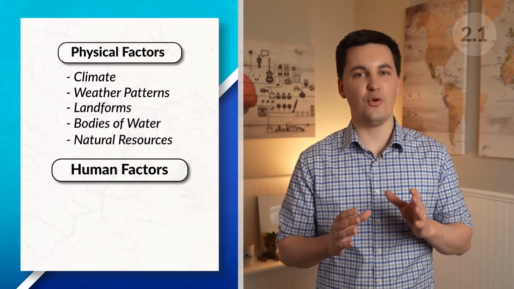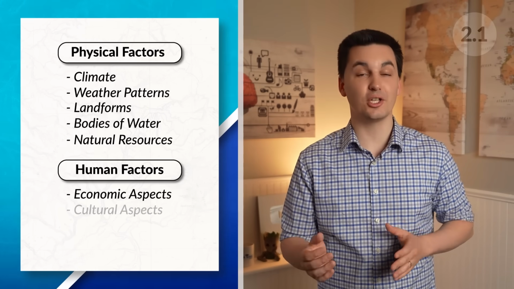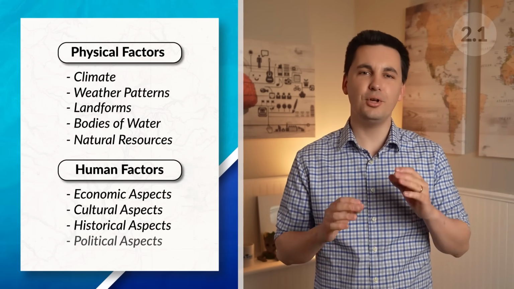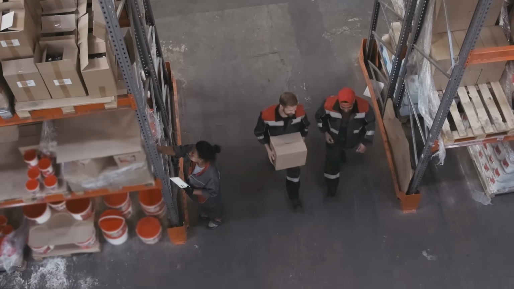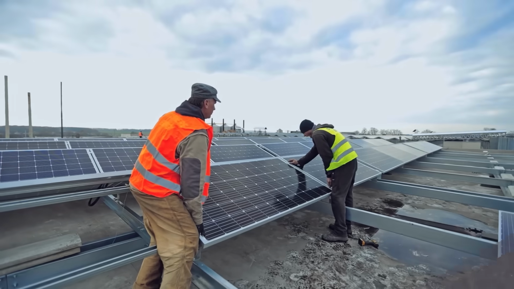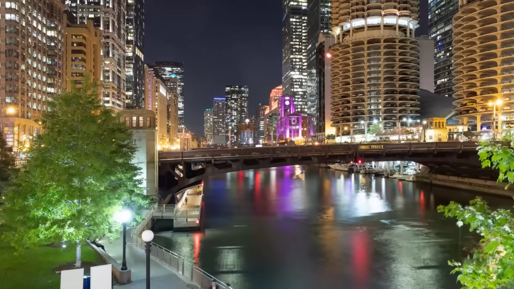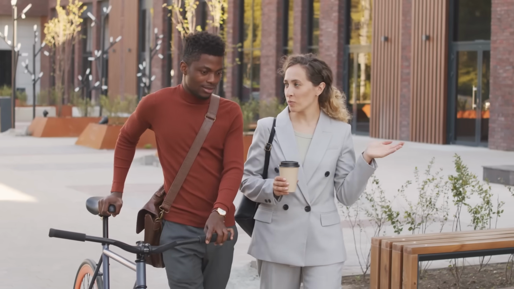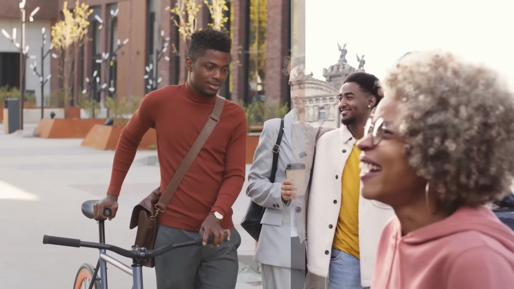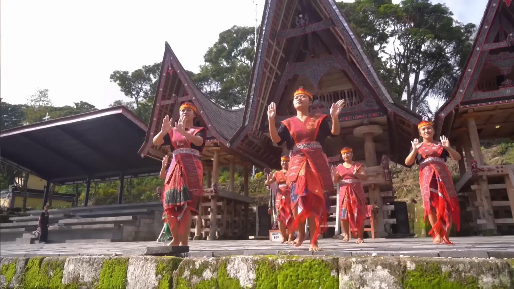On the other hand, human factors refer to various economic, cultural, historical, and political aspects of a place. People often choose to reside in areas that provide a variety of economic opportunities, including access to various jobs and services, stable employment, and a wide range of amenities. In terms of culture, we can see individuals tend to seek out locations where they feel accepted, can identify with society, and feel a sense of community.